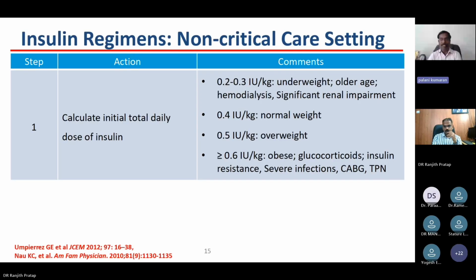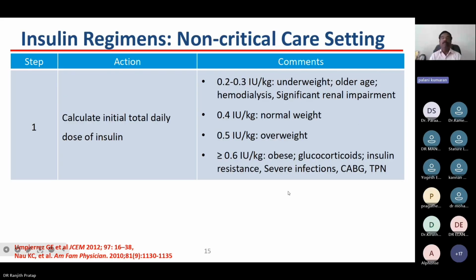So for basal bolus regime, I will tell the step-by-step initiation. You first have to calculate the total daily dose, TDD, the total daily dose of insulin. This can be done with various units per kg calculations. Ideally for normal or overweight, it will be roughly around 0.4 to 0.5 unit per kg. Whenever the patient is very underweight or elderly, fragile, with significant renal failure, or on hemodialysis, we can go by a lesser dose, that is 0.2 to 0.3 units per kg.